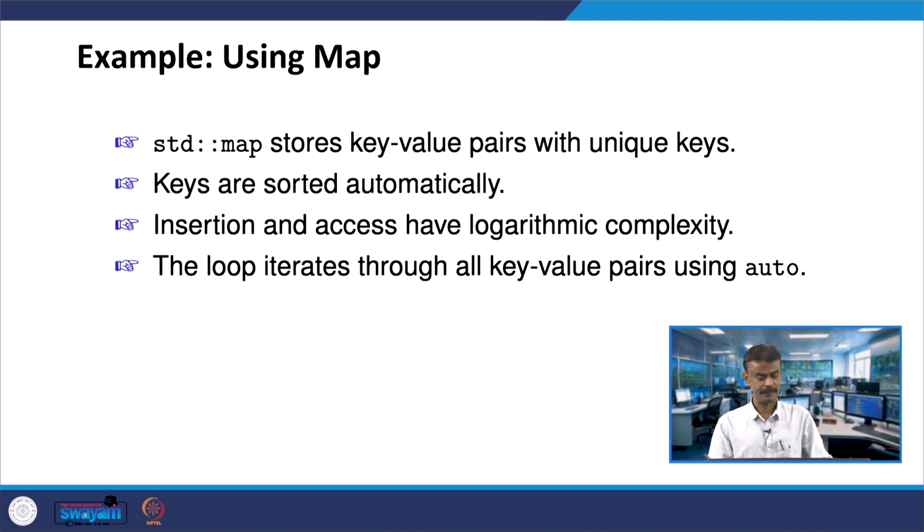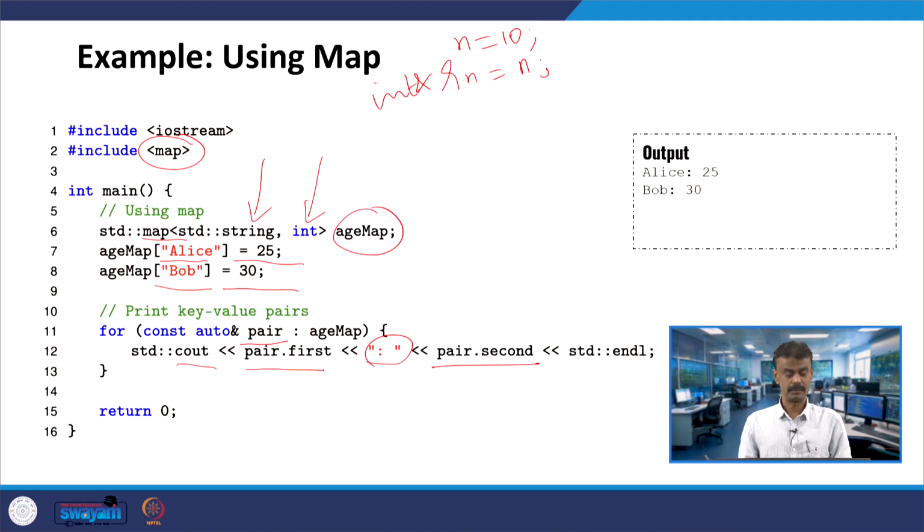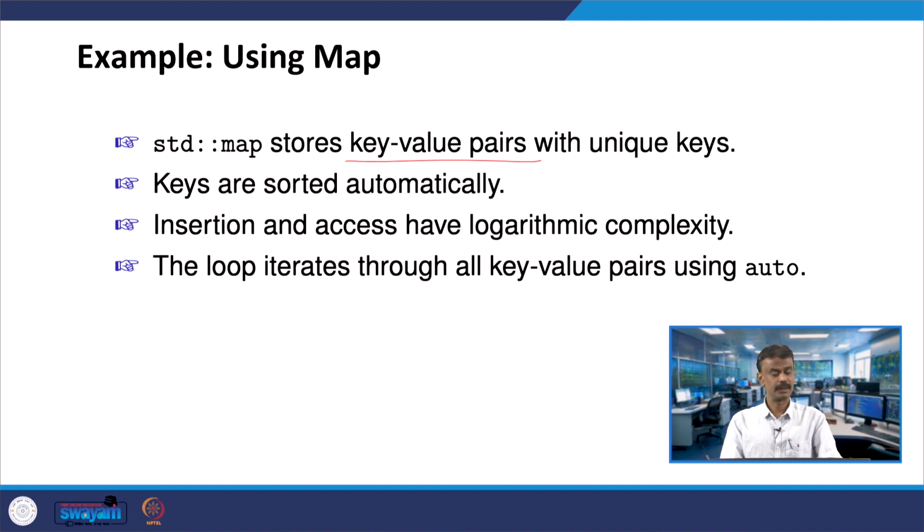This is an explanation I have already given: the map is storing key value pairs. You can see that the key value pairs are Alice and Bob, and then 25 and 30, and the keys are stored automatically. Yes, we have seen that when you are printing these first and second. If you want to access, let us say I want to print Bob's age in that particular example, or you have n number of keys, assume that you have n number of key pairs. If I want to access any one, it will take approximately log n steps.